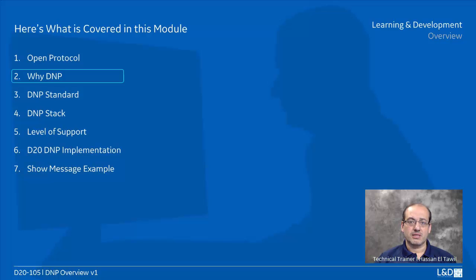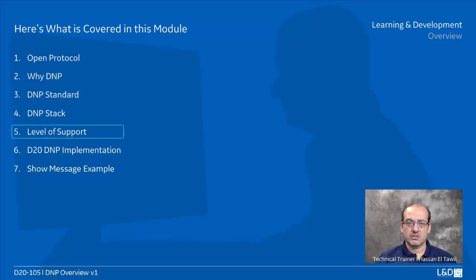Then we're going to talk about the DNP standard by itself and what are the parts of the standard, what do we need to focus on the standard when we're studying the D20 platform. We'll talk about the DNP stack and the contents of that stack, what are the different layers in the DNP stack, how does it relate to the OSI stack. And then we'll talk about the level of support in DNP and how does it identify different point types, how does it refer to point types, how does it communicate those points and data from the field.